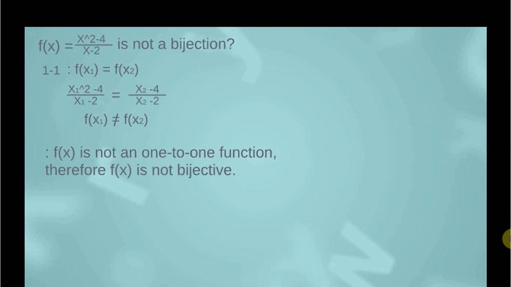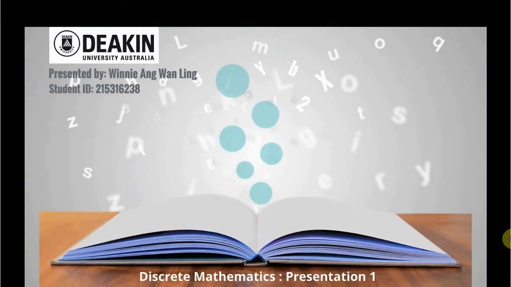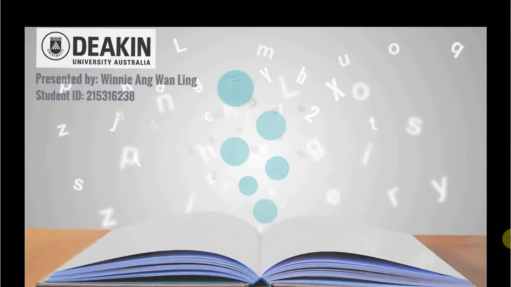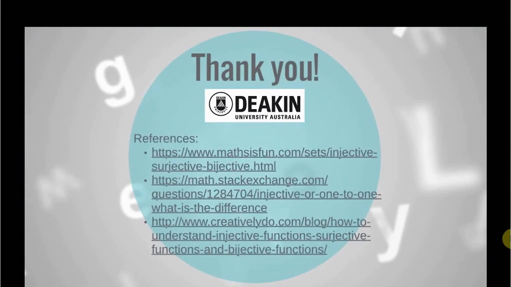And there you have it. A bijective function indeed needs both injective and surjective properties to be proved and to form a perfect one-to-one correspondence.